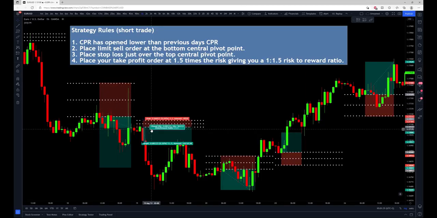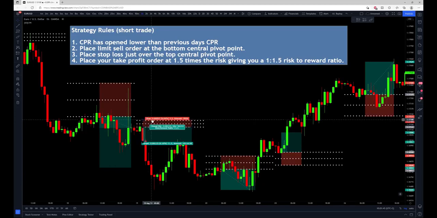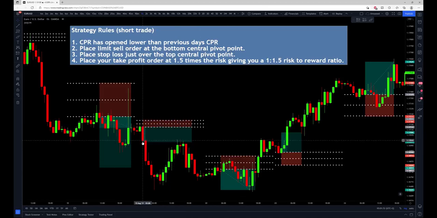You can see on the next 2 days, you would do the exact same thing, entering into a short position at that lower central pivot range point and setting the stop loss to the high point, targeting 1.5 times the risk, and both these other ones would have worked out as well.